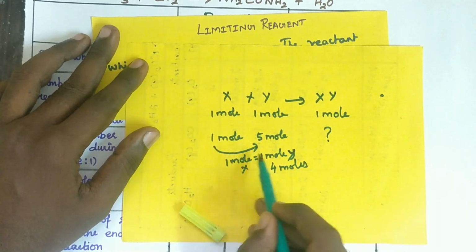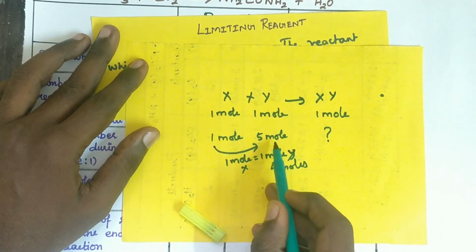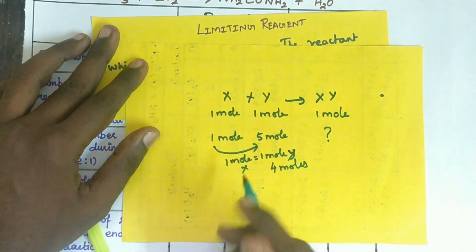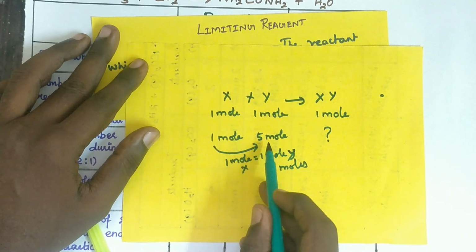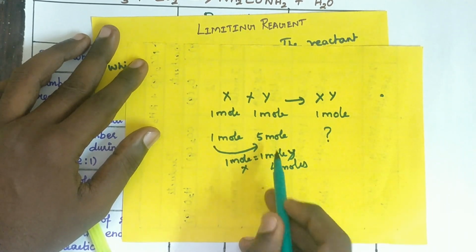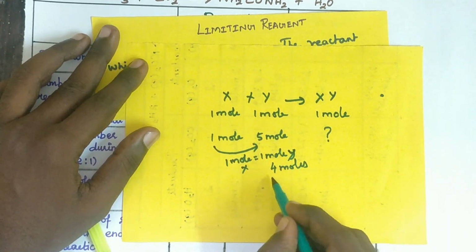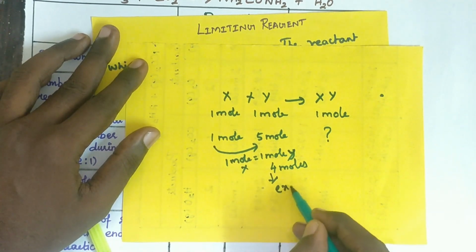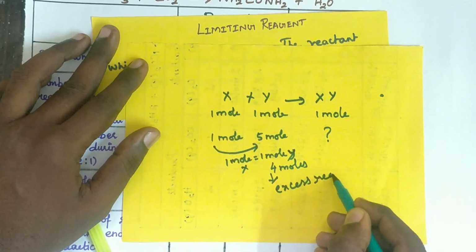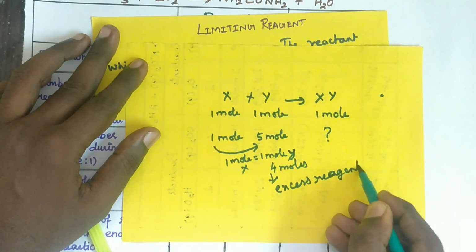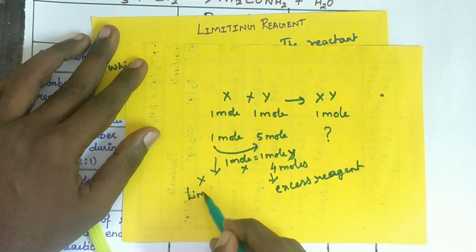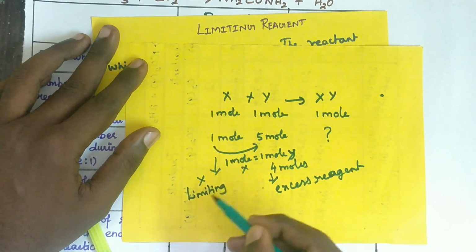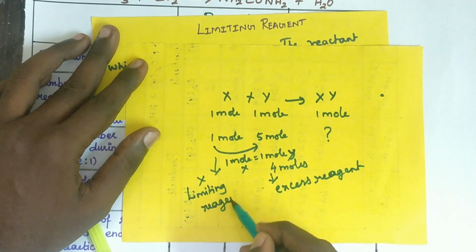This 1 mole of x is completely reacted with 1 mole of y, but only 1 mole of y is reacted, and the remaining 4 moles is left. This leftover they call the excess reagent, and this x they call the limiting reagent.